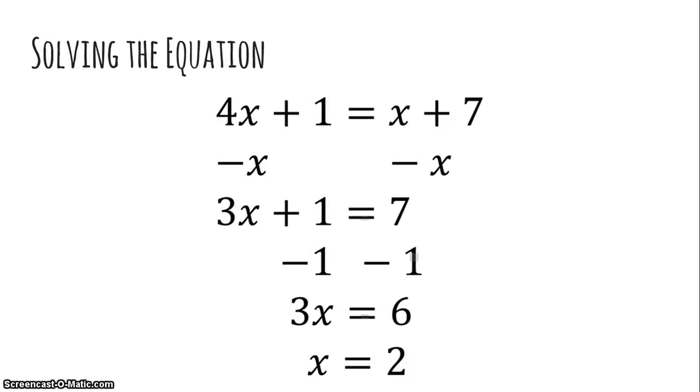Now, assuming your algebra skills are strong, it's just a simple matter of isolating the variable from here. Or in other words, we have to get x by itself. Take a moment to pause the video so you can check my work. You can see I subtract x from both sides to get all the x's on the left side of the equal sign. Then I subtract the 1 to get all the constants to the other side of the equal sign. Finally, I divide both sides by 3, and we end up with my answer, x equals 2.